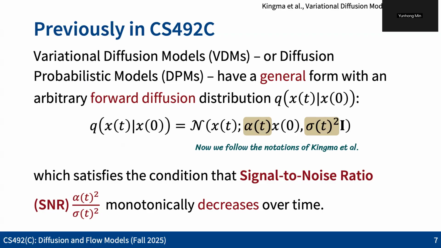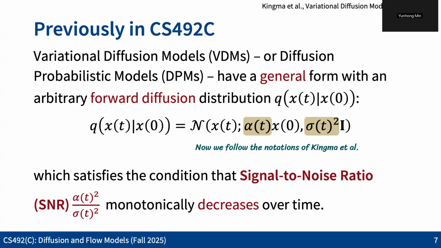So this means that if we can define any alpha and sigma functions satisfying this condition, that can be another version of the diffusion models. We discussed some special versions of the alpha and the sigma functions, but actually it doesn't need to be that specific form. You can define any forms of the alpha and the sigma functions.